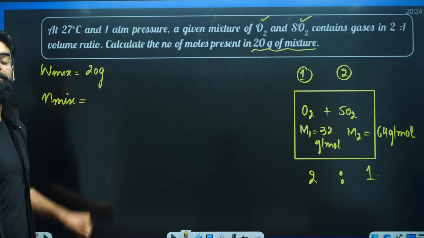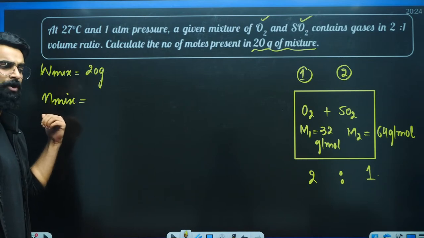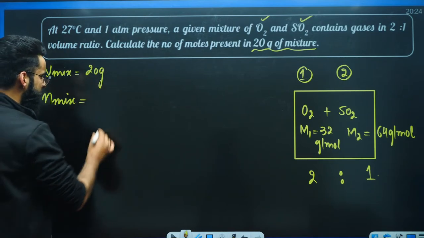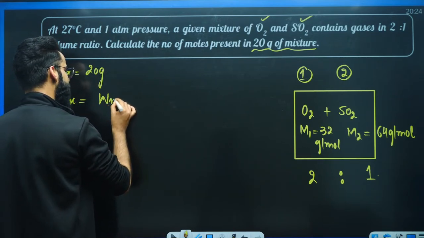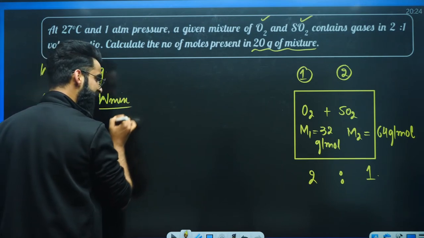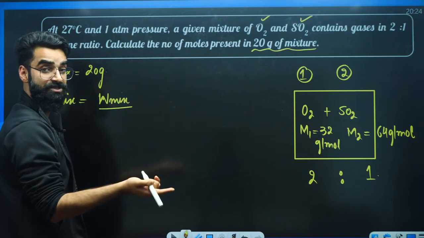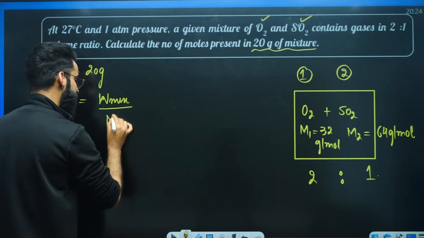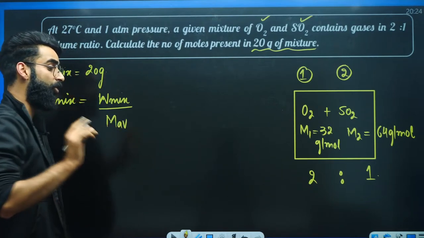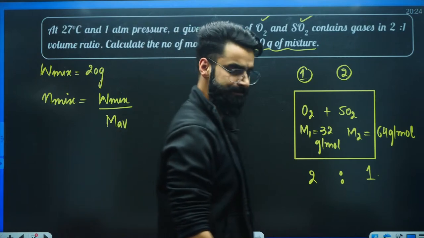Number of moles is given mass by molar mass. But this is the number of moles of the mixture. So the number of moles of the mixture is going to be the mass of the gaseous mixture divided by the molar mass of the gaseous mixture. And the molar mass of the gaseous mixture is something which we call the average molar mass of the mixture. Nothing else.